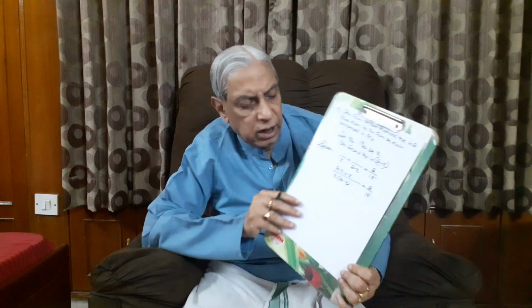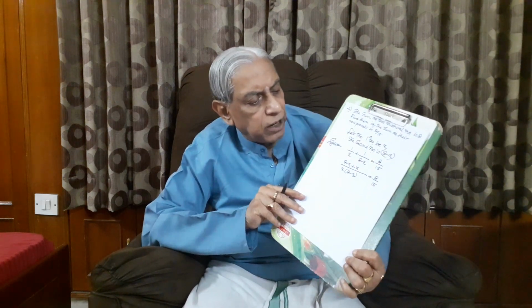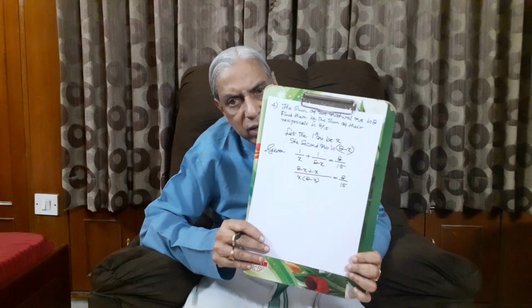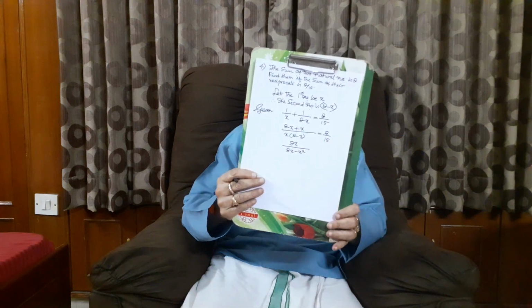You have to do it correctly. So I have taken the LCM x into 8 minus x. So if x is gone, 8 minus x is left. And then if 8 minus x is cancelled, x is left, x into 1 is x. Simplify further. What is 8x plus 9x? 9x upon x into 8 minus x means, remove the bracket, 8x minus x square. X into 8 minus x is 8x minus x square. That is equal to 8 by 15.